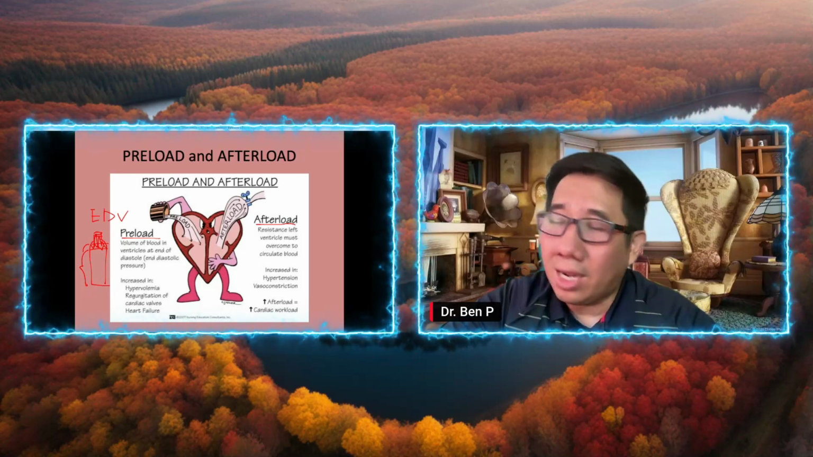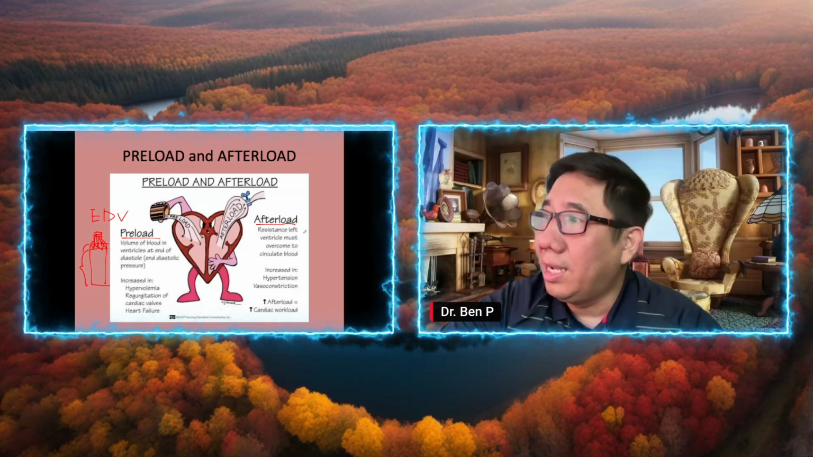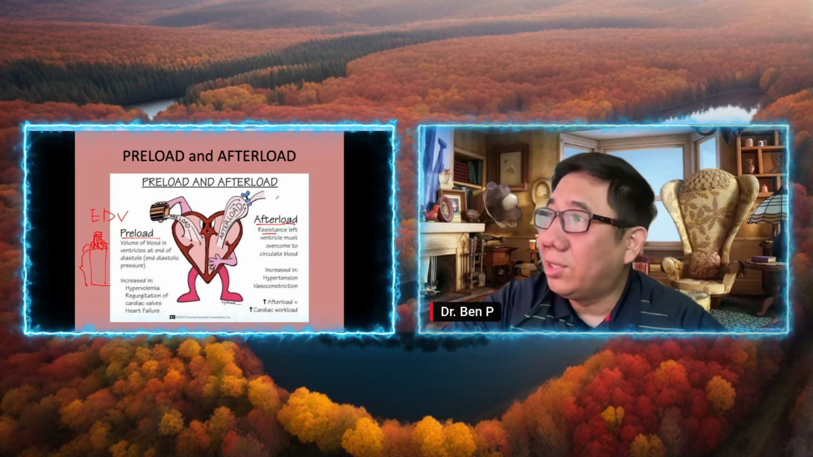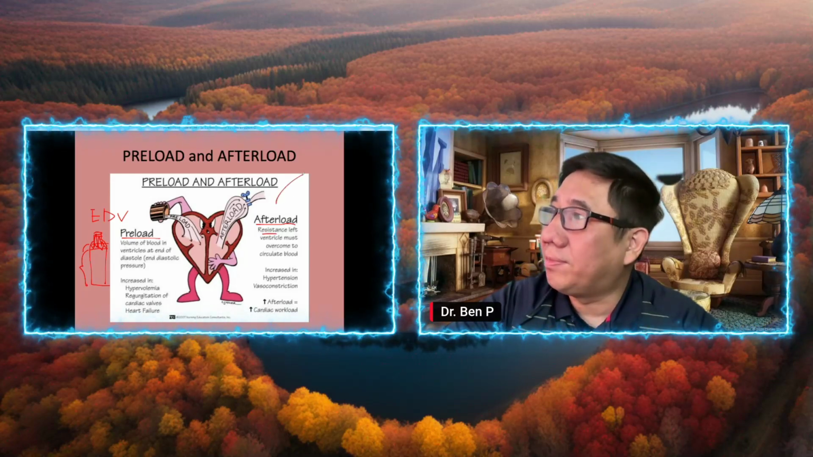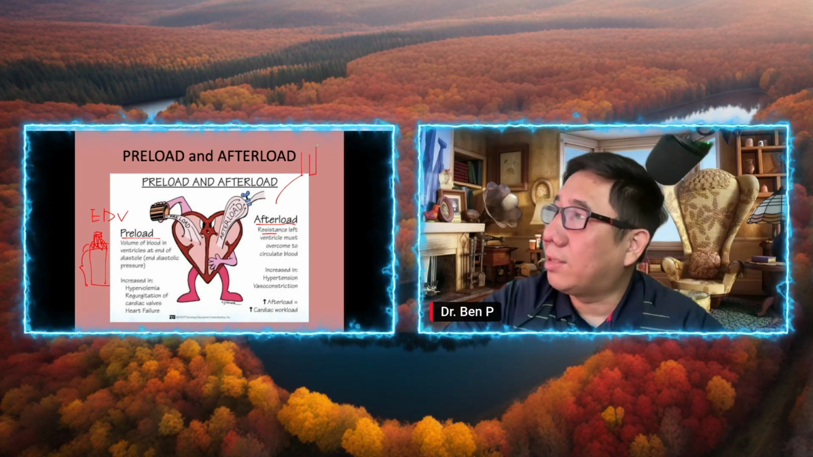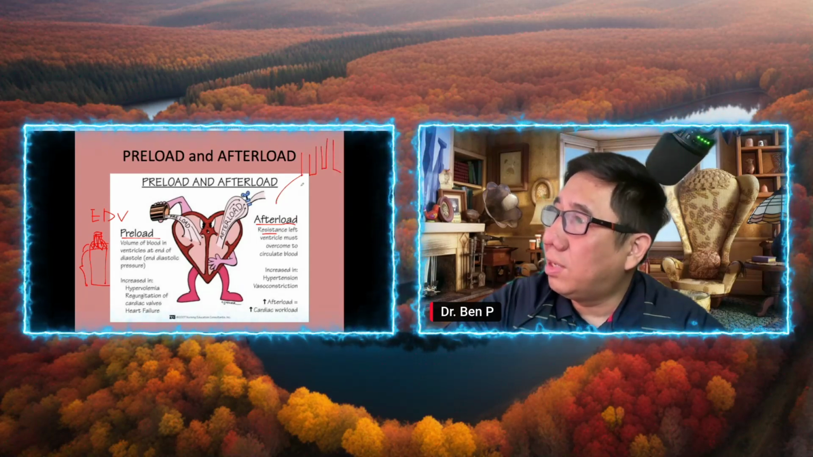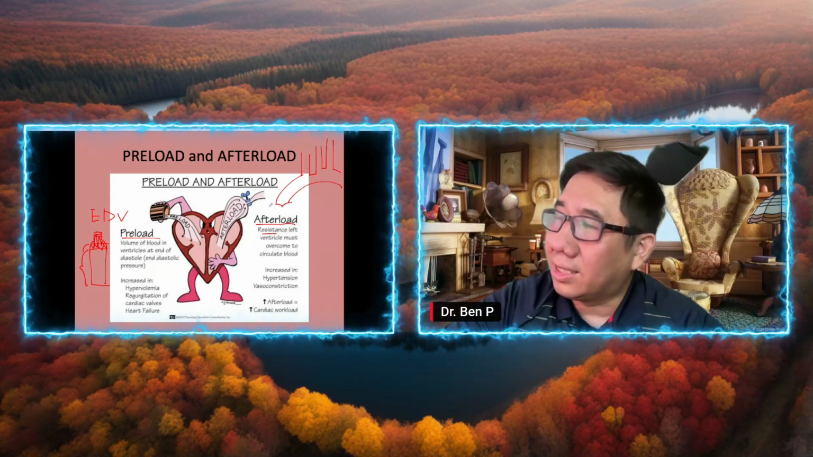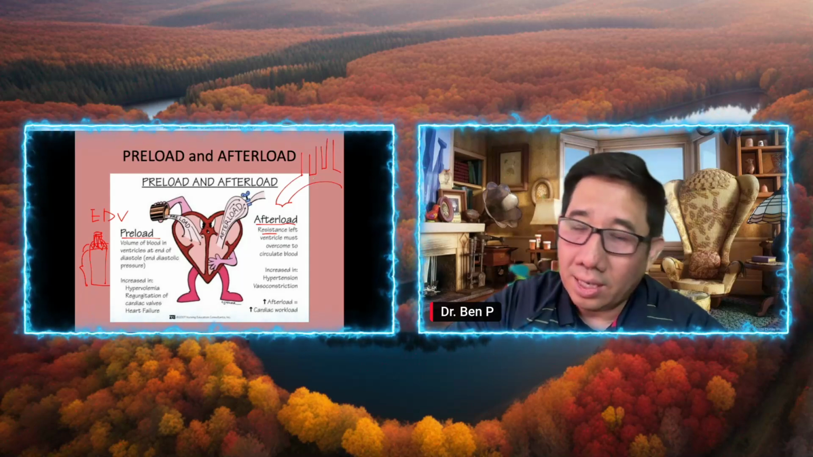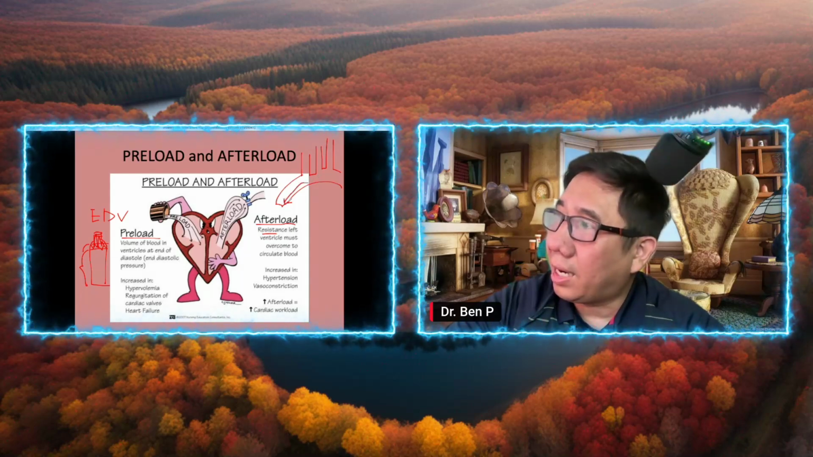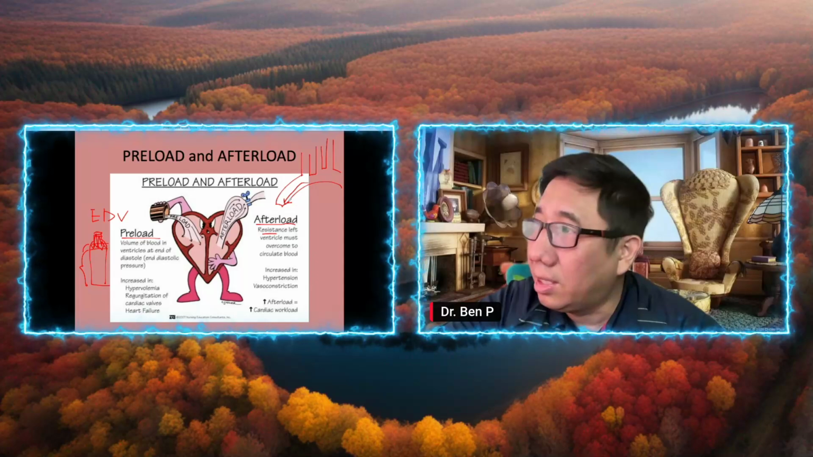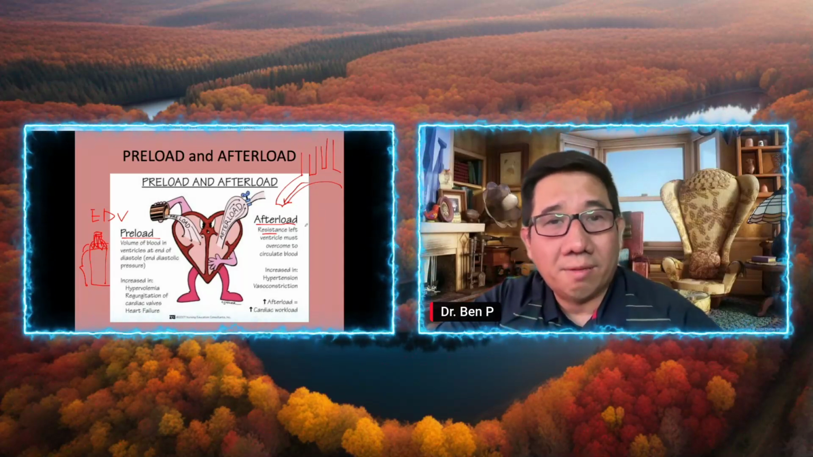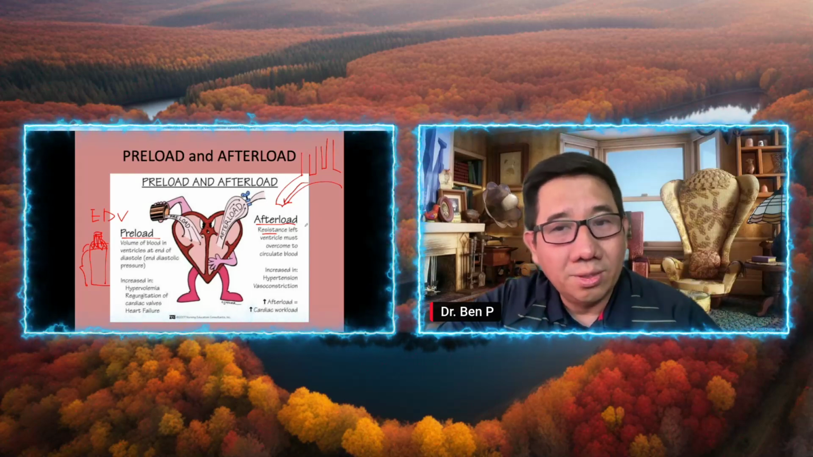Afterload is the amount of pressure, the resistance or the pressure that is being pushed back on the aortic valve. This is what I showed you earlier, last video. This is the aortic valve. This is the ascending aorta. This is the pressure that is pushing back, and that pressure is called afterload. Afterload is the pressure that is being pushed back on the aortic valve.